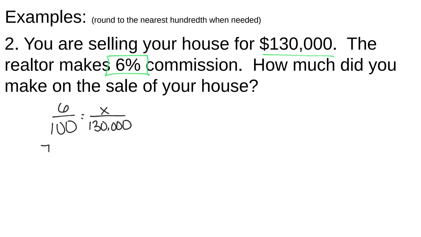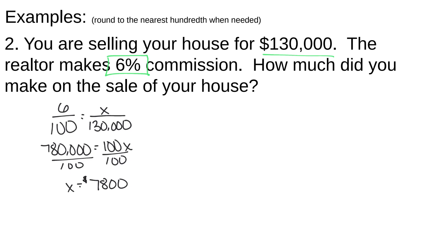That's going to be 780,000. And x times 100 is 100x. Let's divide by our 100 to get x by itself. And we get 7,800. That is the part that the realtor is making.